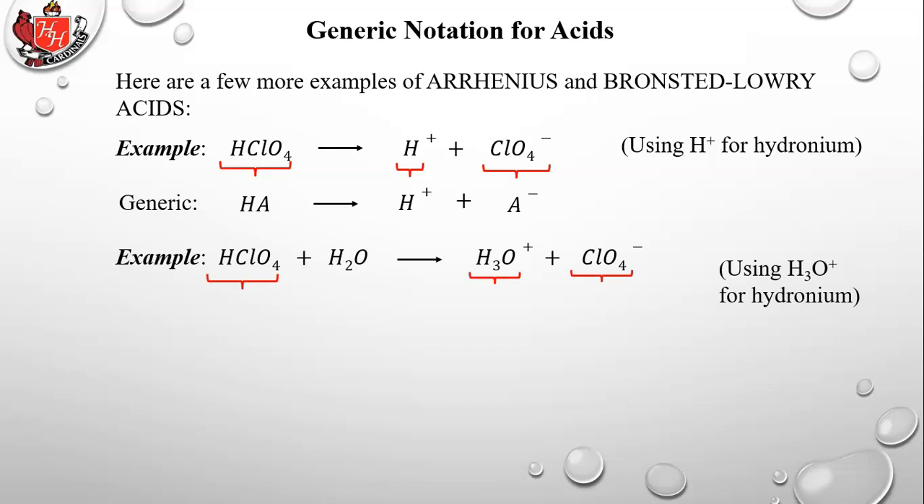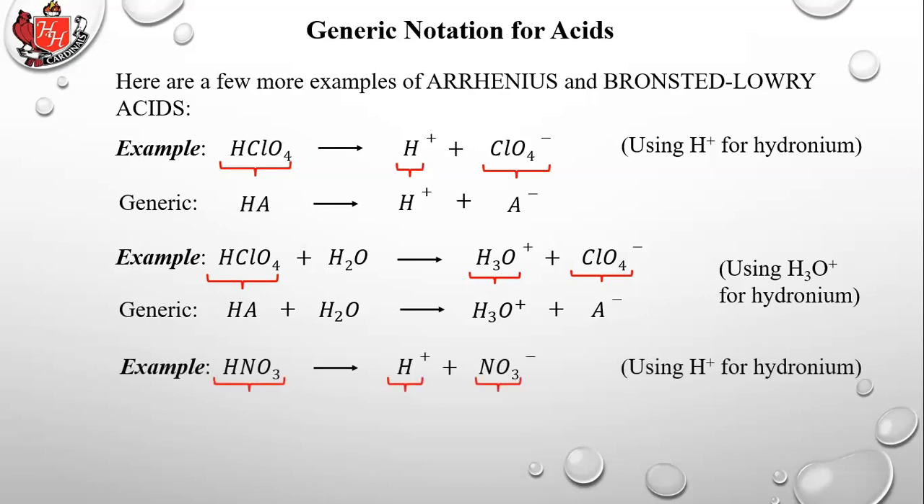Here's the other way to write it. You can take the long form of that reaction, and you can write it as HA plus H2O produces H3O plus and the A minus. Again, the A is the ClO4 part of it with the minus sign there.